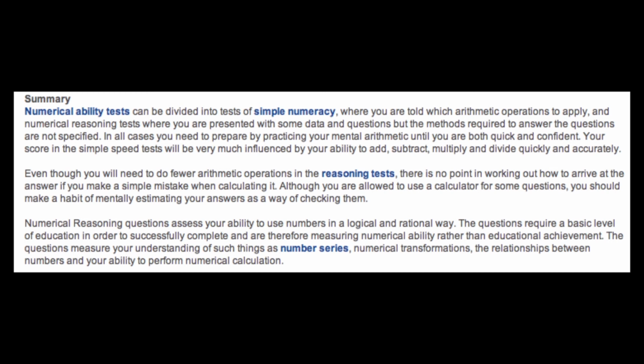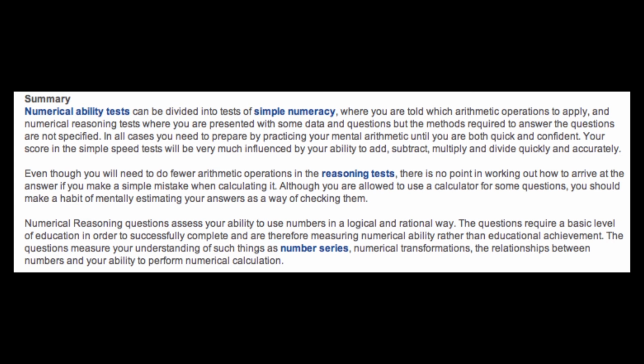In all cases, you need to prepare by practicing your mental arithmetic until you are both quick and confident. Your score in the simple speed test will be very much influenced by your ability to add, subtract, multiply, and divide quickly and accurately. Even though you will need to do few arithmetic operations in the reasoning test, there is no point in working out how to arrive at the answer if you make a simple mistake when calculating it.